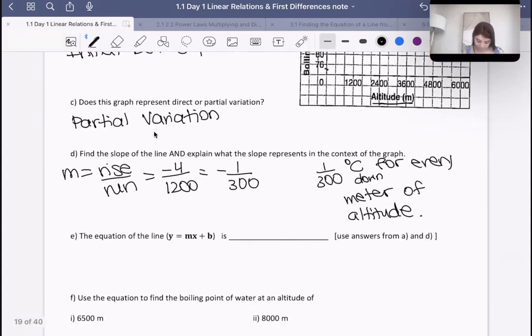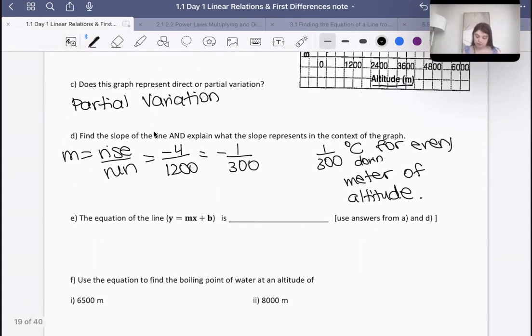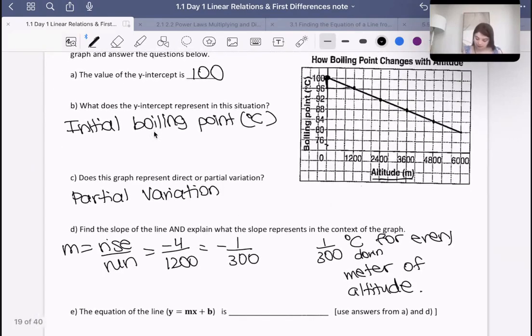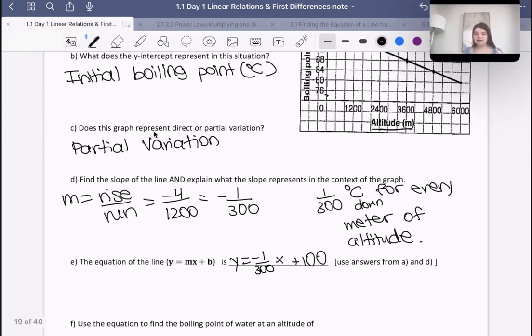Good. The equation of the line is what? So for this one, this is simple because we just use our answers from A and D. Remember that B is the y-intercept, which we said was 100, right? So plus 100 at the end. And then M is the slope, so that's -1/300. And then X and Y just stay as is, so that's good to go.